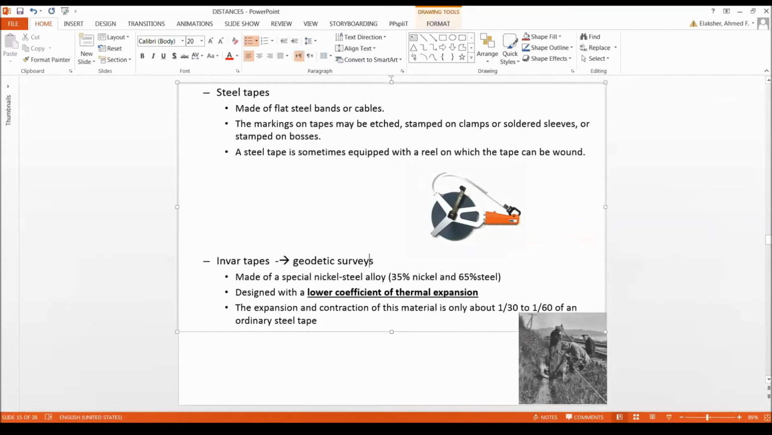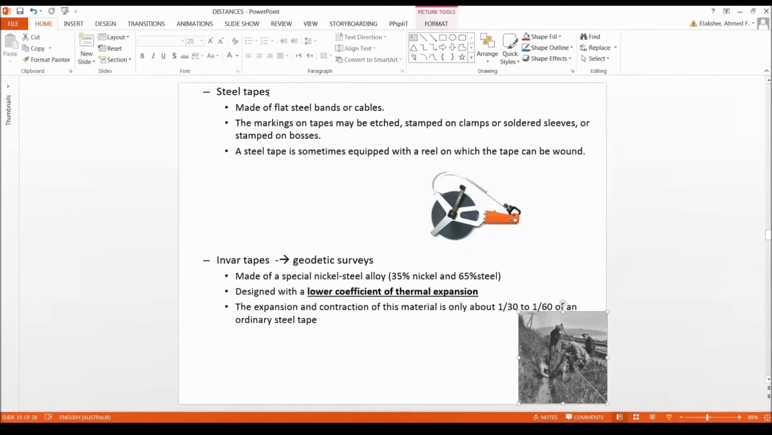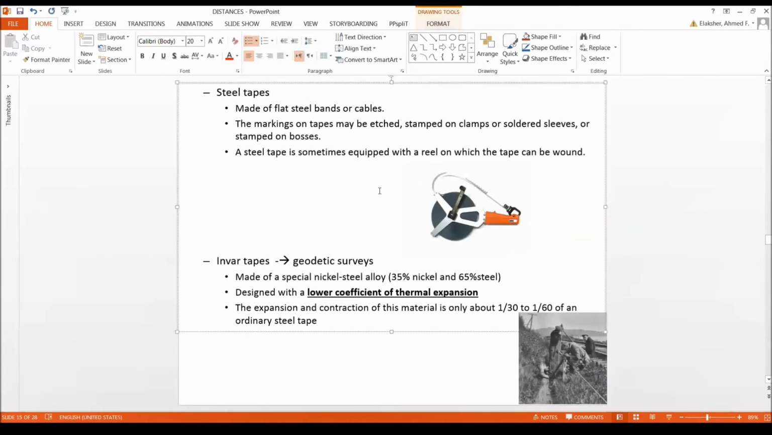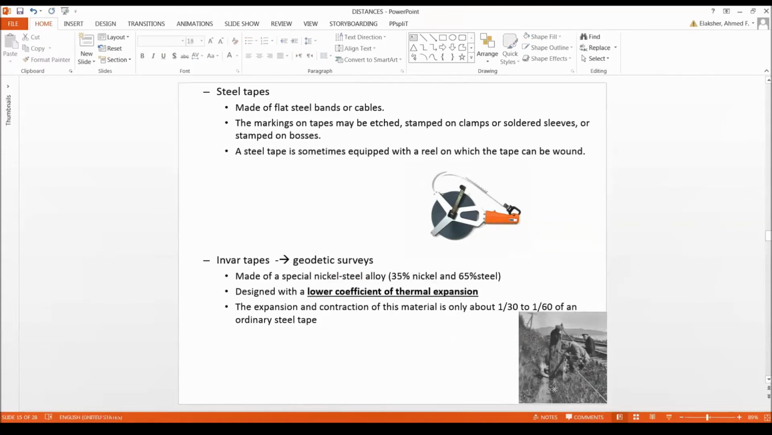The good thing about them is that they don't expand or shrink like the steel tapes. Their thermal expansion, which determines how much they will expand or shrink, is much lower than the steel tapes. So that's why we use them if we need really, really precise measurements. Right now, we use total stations, but still, why is this important?